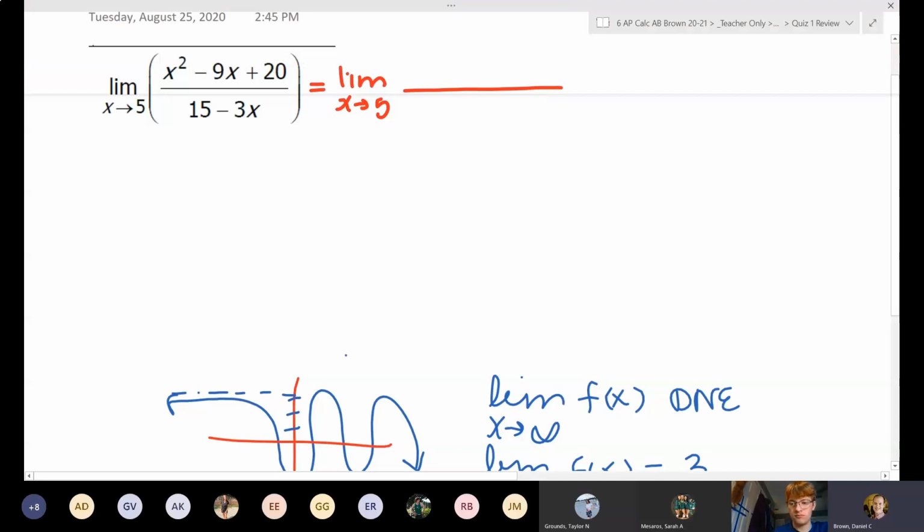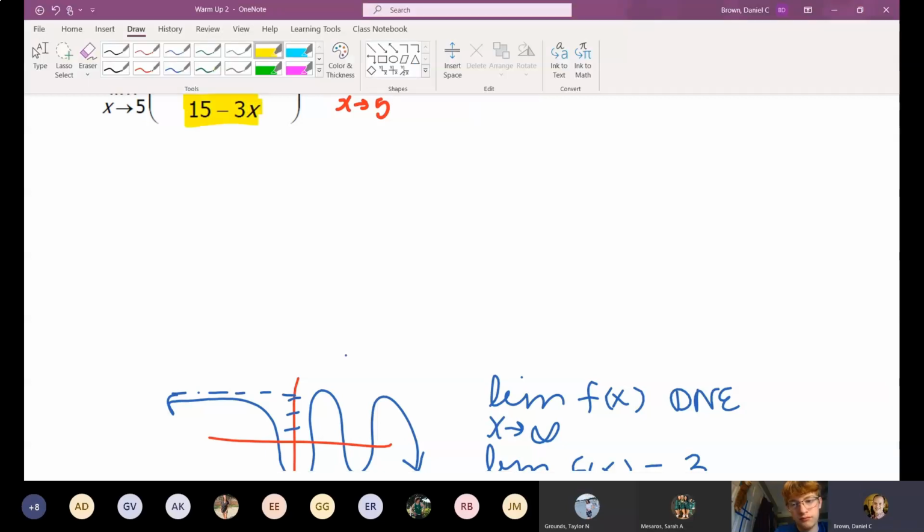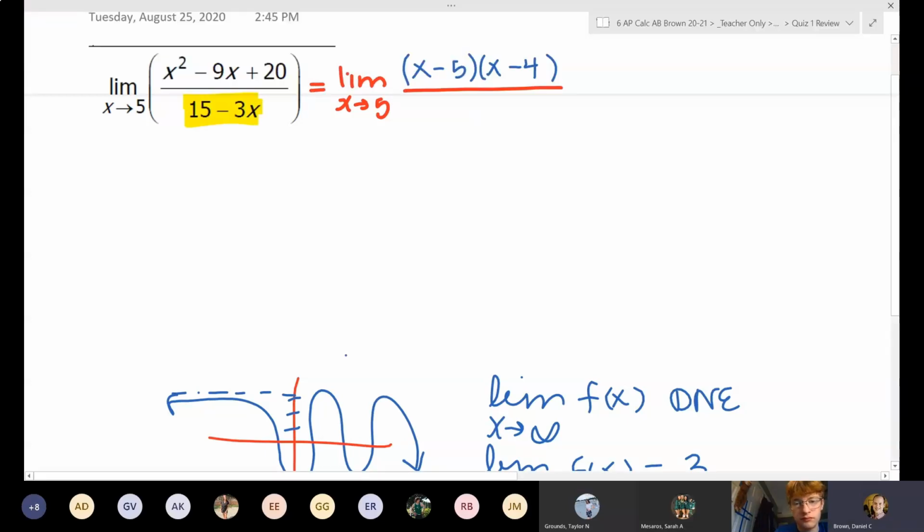I'm going to factor the numerator first. So I have x and x, so that's going to be a 20 and a -9, so -5 and -4. Looking at that denominator, I do have this 15 minus 3x. What would I want to factor out of that one so that things can cancel from the numerator?